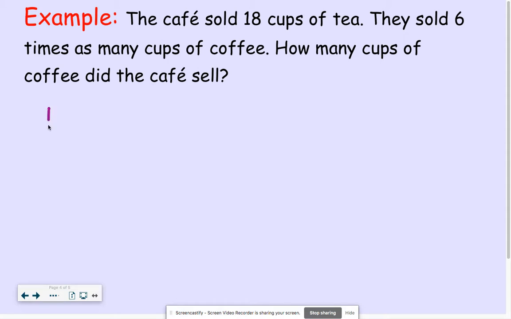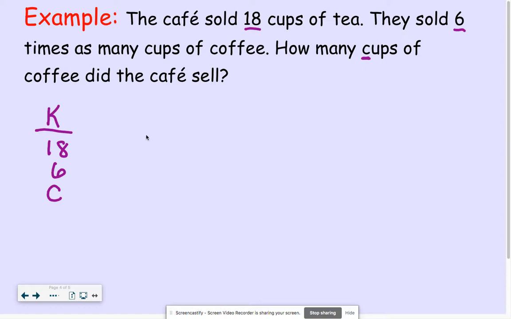Okay, our first step is going to be to write our known information down. Even before reading, I can go and find some known numbers. I have 18. I have 6. And I look for the words how many, and the word right after it says cups. So C is going to be my variable. Now, as I read, I'm going to try to figure out if any of these are my total amount or my larger amount. The cafe sold 18 cups of tea. They sold 6 times as many cups of coffee.